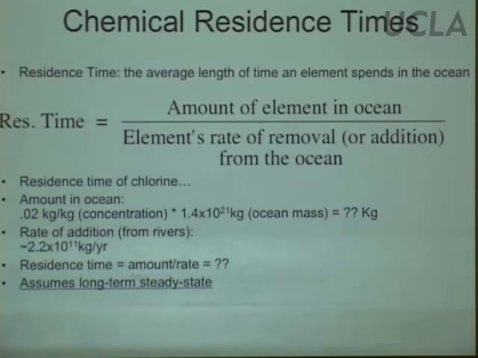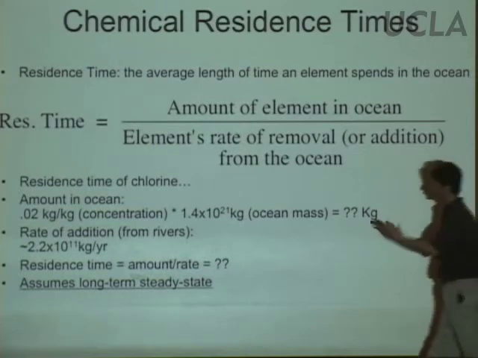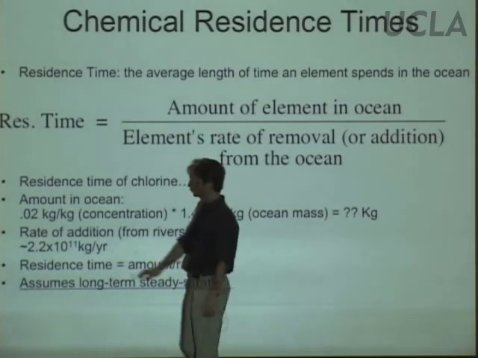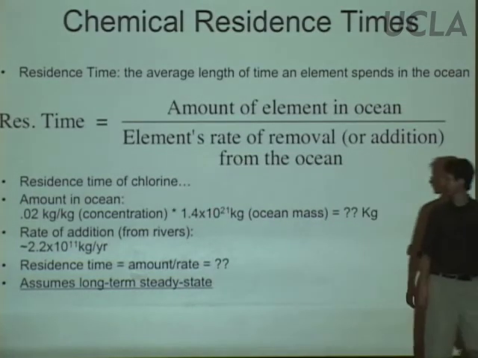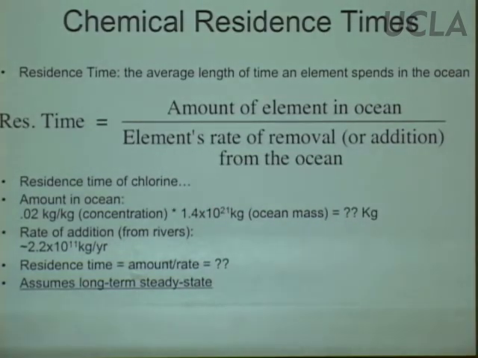ocean. If we go around to all the world's major rivers and we just figure out how much chlorine is in this river water and how much water is that river dumping into the ocean, we can come up with a rough rate of addition of chlorine to the ocean of something like 2.2 times 10 to the 11 kilograms per year. The amount of chlorine that's in the ocean is 3 times 10 to the 19 kilograms.